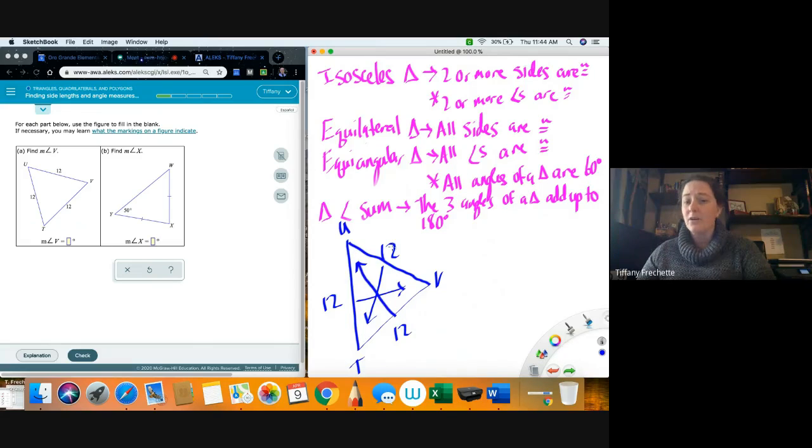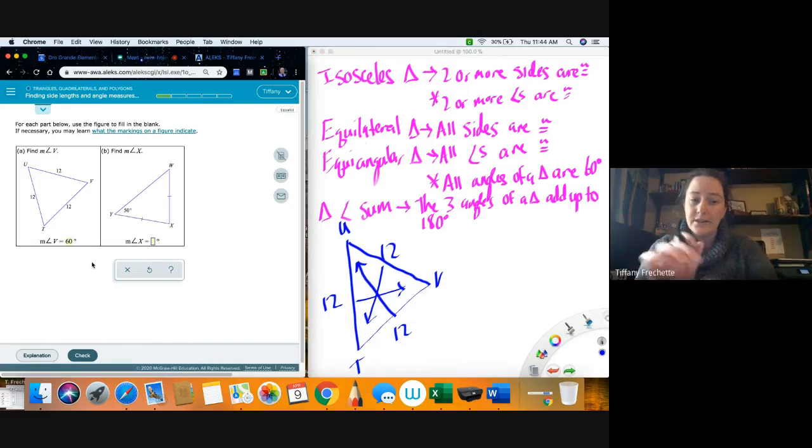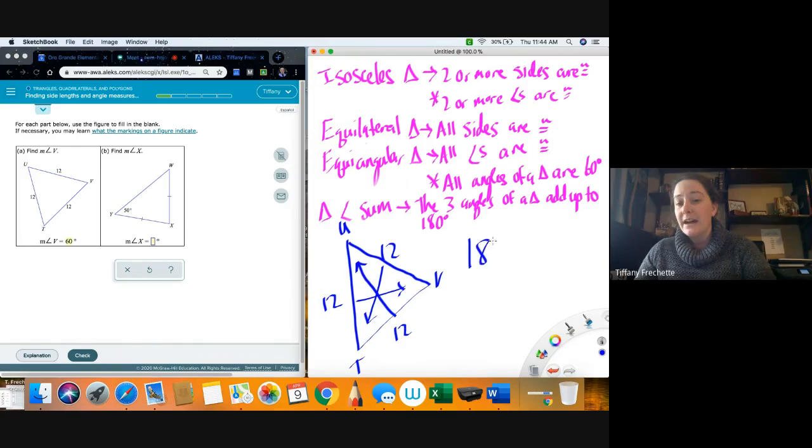So I already know all the angles of an equiangular triangle are 60 degrees. I don't even have to do the math again. I remember the math was that they have to add up to 180. They're all the same, so I'm just going to divide by 3, and that's how I got 60 degrees. So if you forget this bit of information, hopefully you still remember that they have to add up to 180 degrees. There's 3 equal angles. Sorry, I'm getting my words all mixed up there. And I just divide by 3.